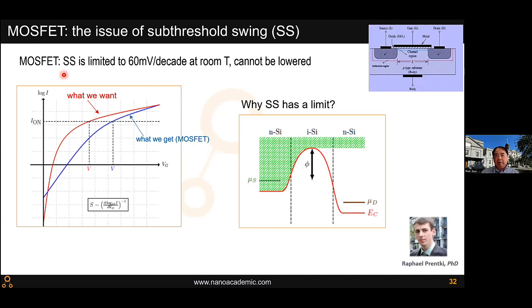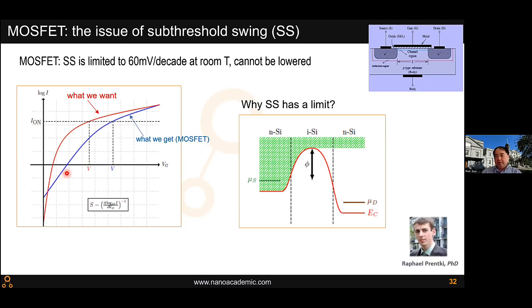And then there is a problem due to the subthreshold swing. Basically, you need some voltage to turn on your current. Okay, so what we want is a very sharp turn on, so I use a very small voltage and reduce power. But in reality, our MOSFET or transistor is following this curve, so you need a bigger voltage. And if you can change your curve to this curve, it will be much nicer. Okay, so the slope of this curve is SS. You want to reduce it.